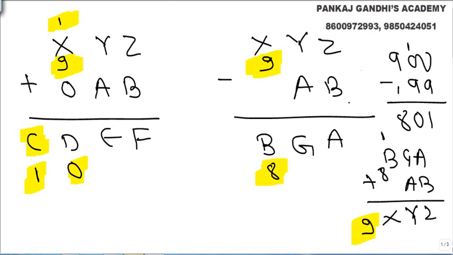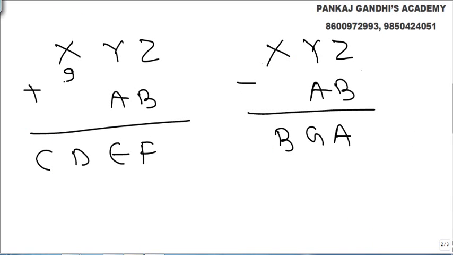So we have already got B as 8. Now if B is 8, let's check it. What all we can work out with, let's check out. XYZ, we have already got X as 9, C as 1, D as 0, B as 8. We have already got 8.